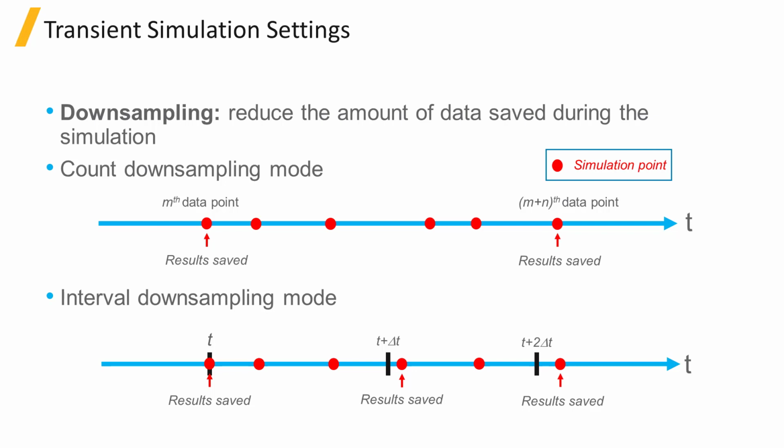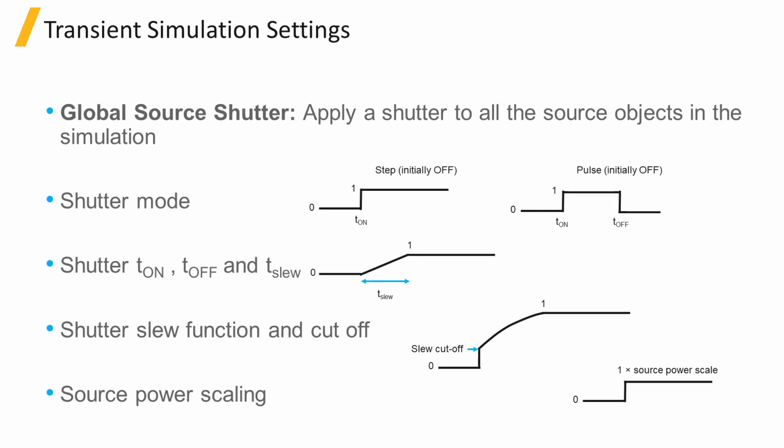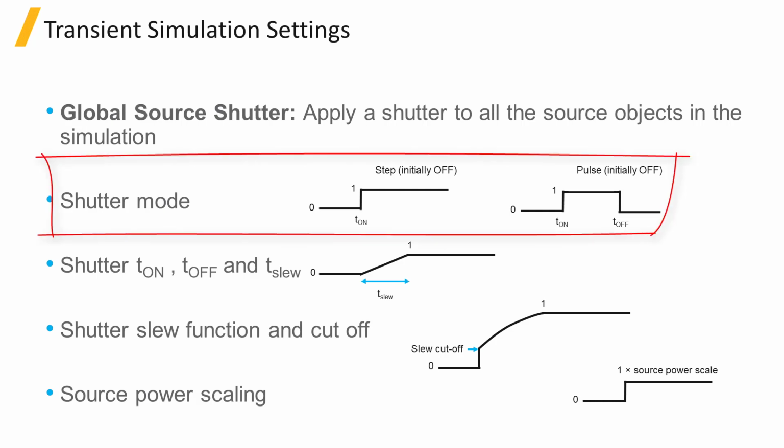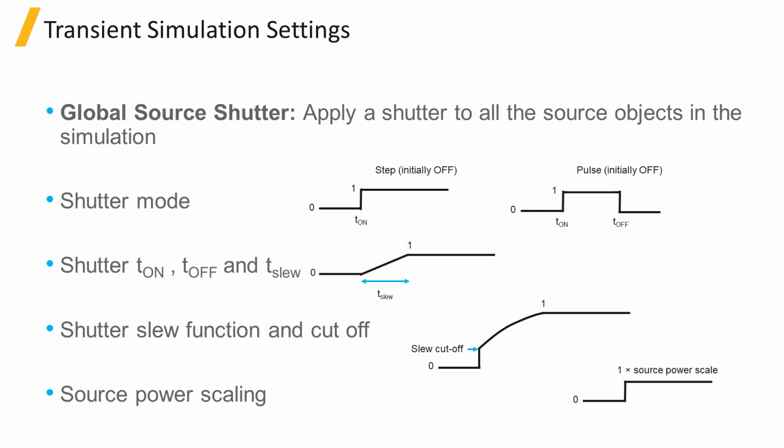The global source shutter settings will apply a time-dependent shutter to all the source objects in the simulation. If enabled, there are two shutter modes available, step and pulse. Each one can be set in an initially on or initially off mode. The on and off times for the shutter can then be specified.